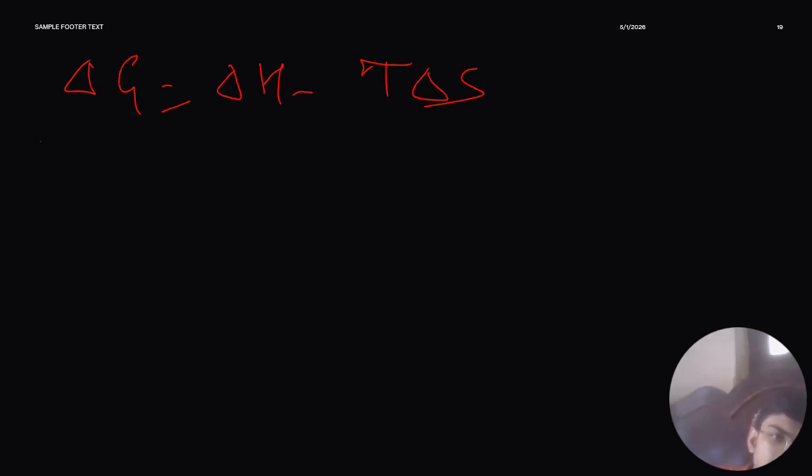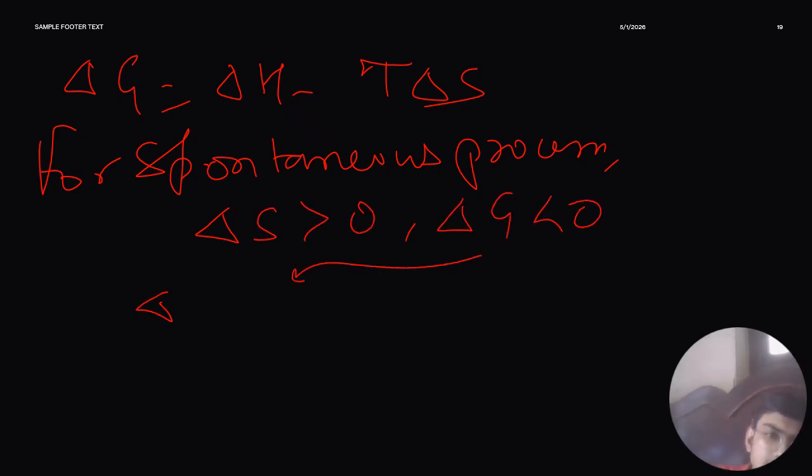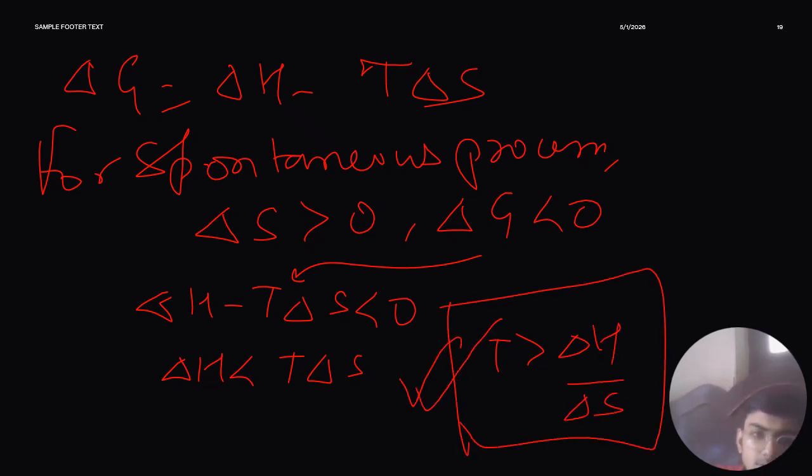Now let's discuss it. This is our equation. For a spontaneous process, always remember delta S is greater than 0 and delta G is less than 0. It means delta H minus T delta S is less than 0. So delta H, in this way we can write, and temperature will be greater than delta H by delta S. So there is a condition for spontaneity.